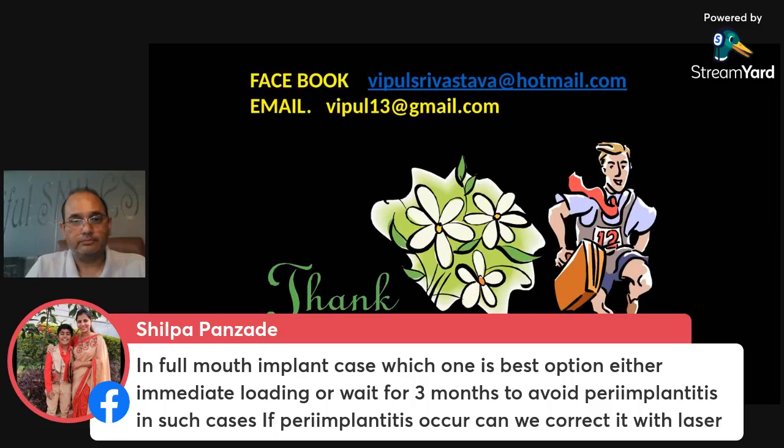In a full mouth implant case, which is the best option, immediate loading or waiting for 3 months? Okay, I'm not an expert in implants, so it depends on a case to case basis. I'm an endodontist basically. My understanding is, if we have a primary stability of more than 35 Newton, we can do immediate loading. It is totally the judgment of the clinician doing the case, depending upon the bone situation, what type of bone they are working with, and what insertion torque they have achieved.